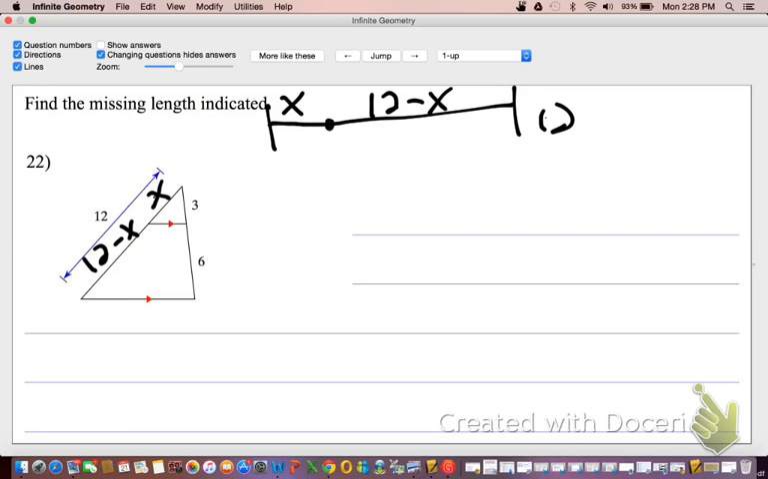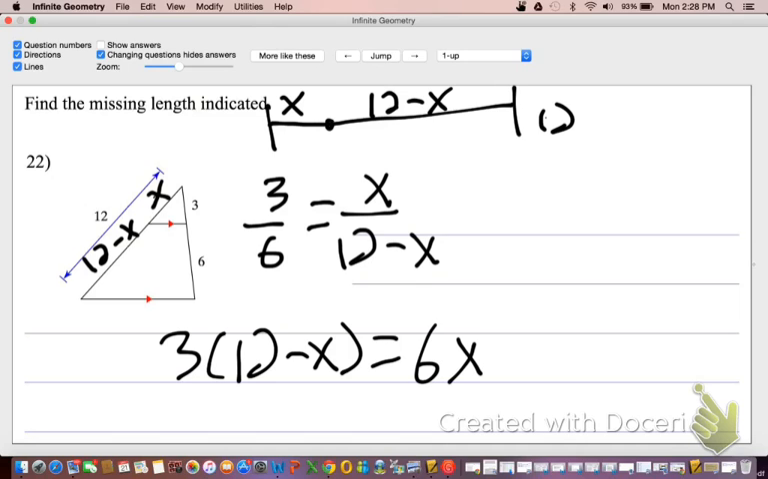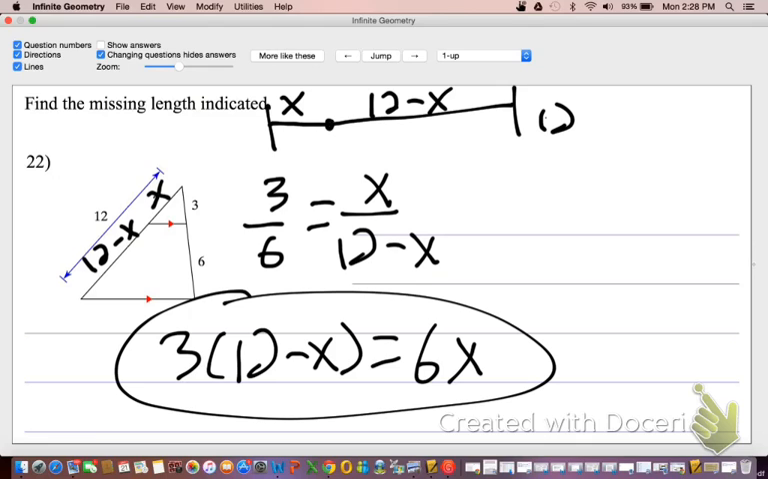I don't know what that is, so let's set up a proportion: 3 over 6 equals x over 12 minus x. Cross multiply. And I'll let you do it from this step here, because you want to solve this equation.